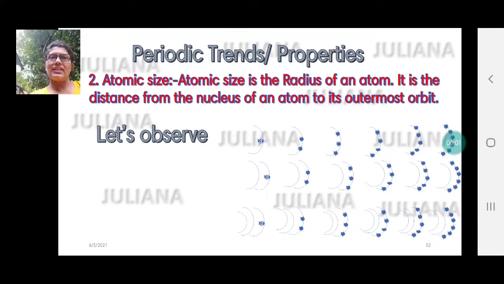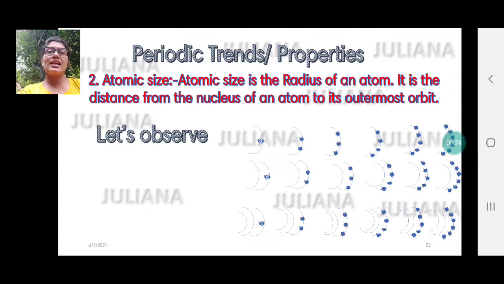Welcome back, children. This is our 9th video for chapter 2, periodic classification of elements, and we are discussing the periodic trends or periodic properties. Today we are discussing the second periodic property. After discussing valency in the previous video, we're talking about the atomic size. So let us understand what is the atomic size.